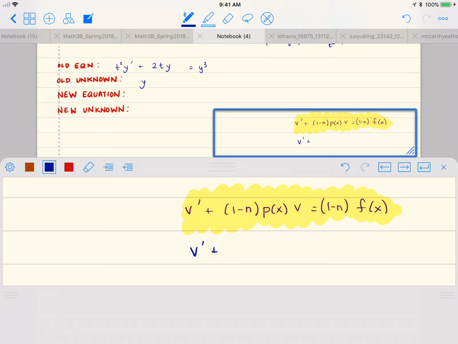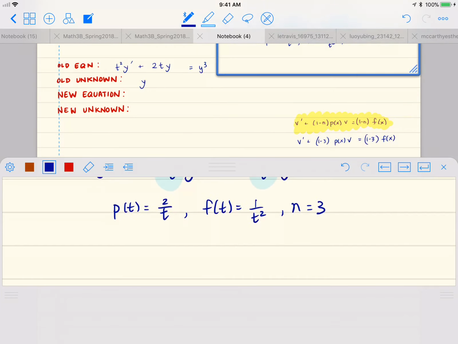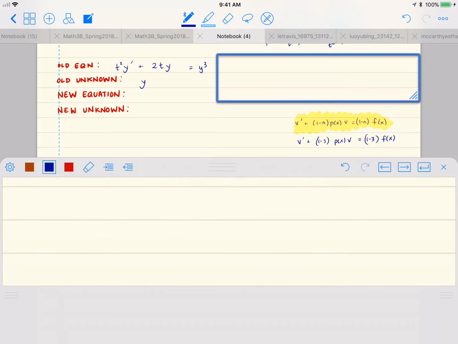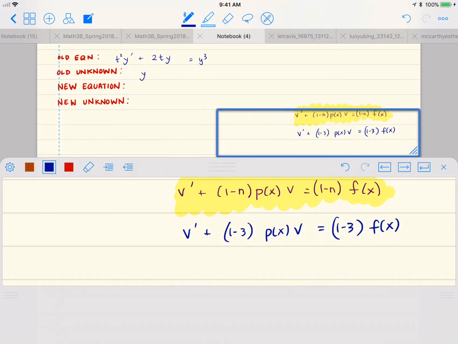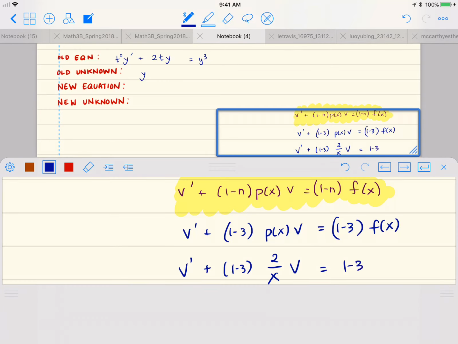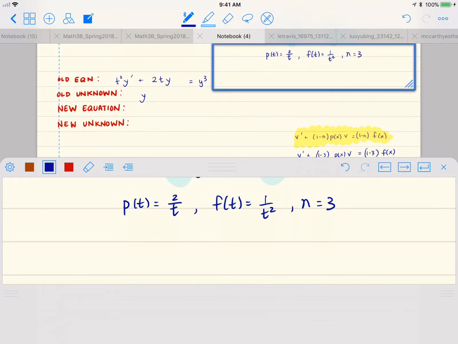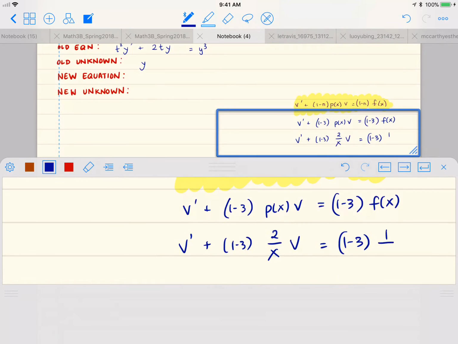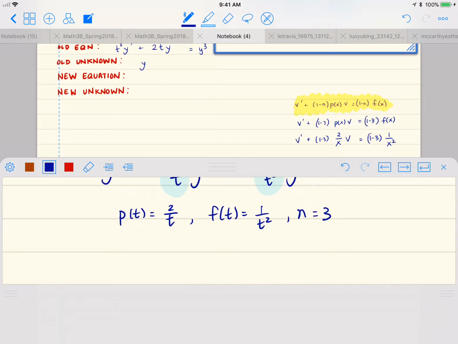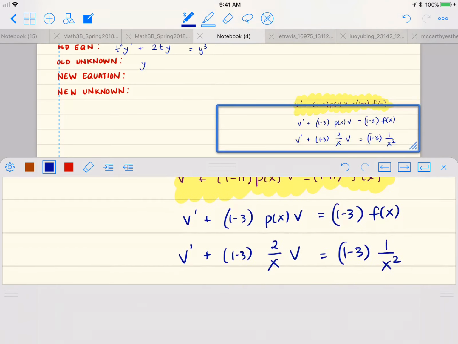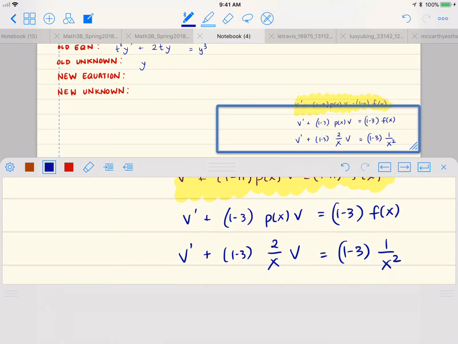So I'll have v prime plus (1 minus 3) p of x, v, equals (1 minus 3) f of x, right? Because n is equal to 3. And then I can replace p of t with 2 over t, so we can put 2 over x. Okay. V, and then we've got the 1 minus 3, and we have v prime, 1 minus 3. Now what about the f? So 1 over t squared. So let's make this 1 over x squared, right? So if f of t is 1 over t squared, f of x is 1 over x squared.